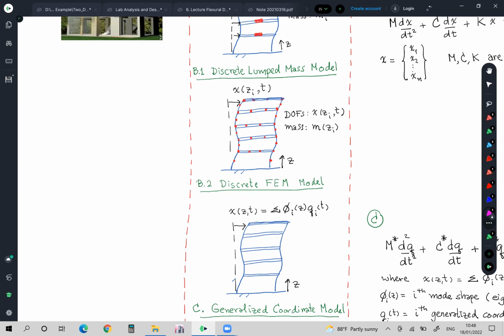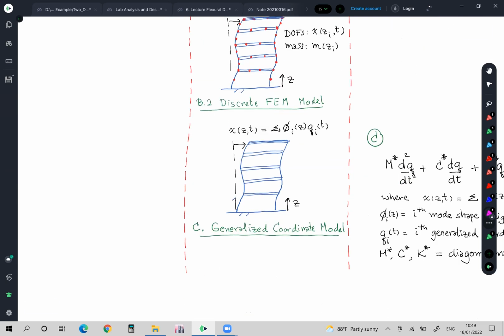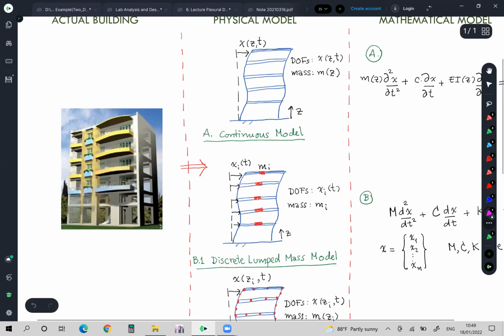Okay, so this degree of freedom X is defined using the same definition as in the static analysis when you use a finite element, the same degrees of freedom. The last one, number 4, is the generalized coordinate model. In this model, we define the movement of the building exactly the same as in the continuous model.